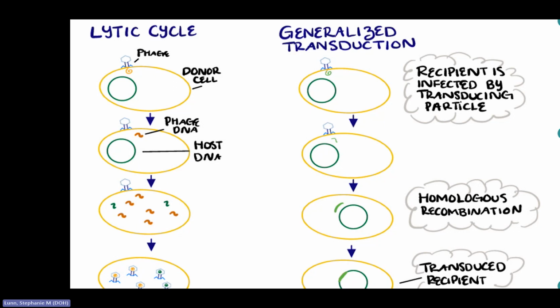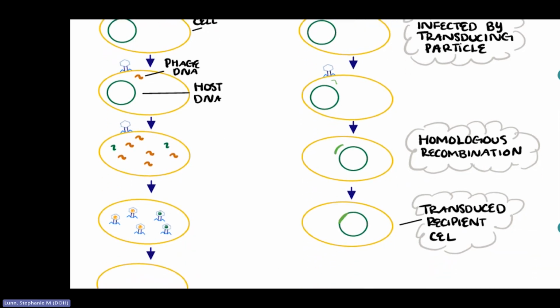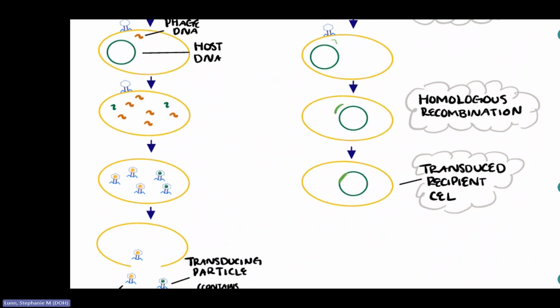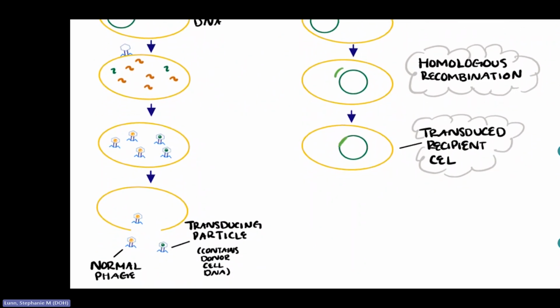Sometimes what will happen is that during the lytic infection, the enzymes that are responsible for packaging the viral DNA into the phage may also accidentally package host DNA in the process. And so this results in a combination of normal phages, as you see here in orange, and phages that contain the donor cell DNA, which is called a transducing particle.